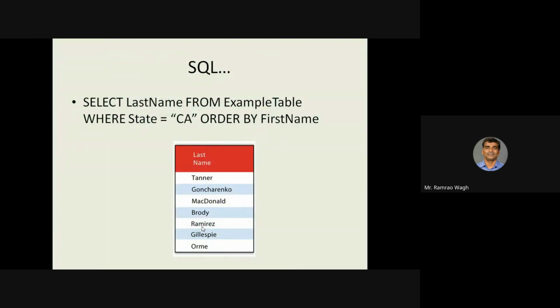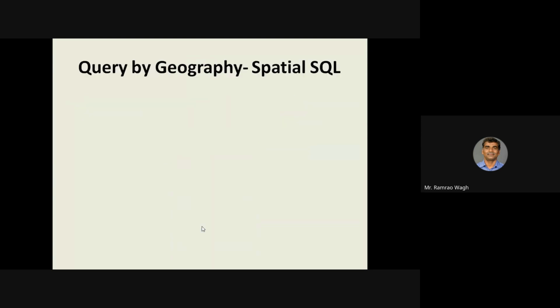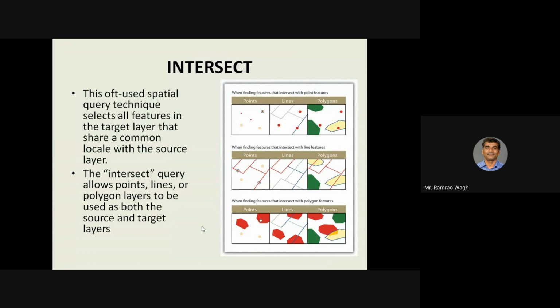So another example of SQL, which is again just searching based on the state, and I want to select only the last name. I'm not selecting the entire data. Okay. Now, if I apply this for spatial data, how do I then work on it? As we said, the vector data model has point, line, and polygon.